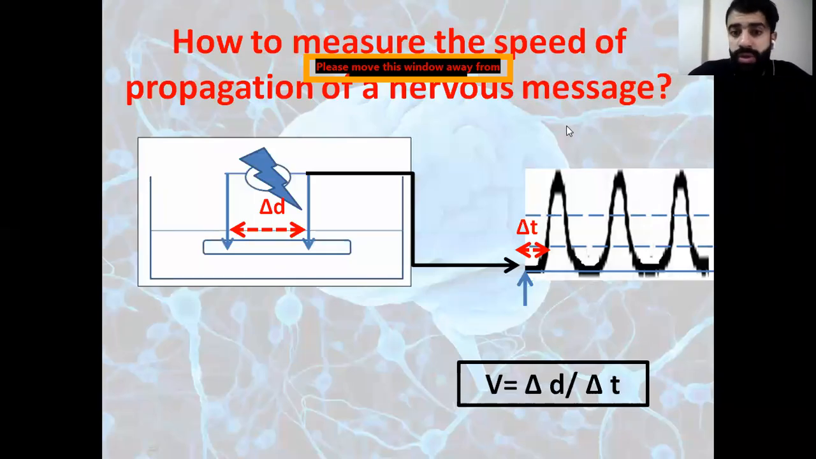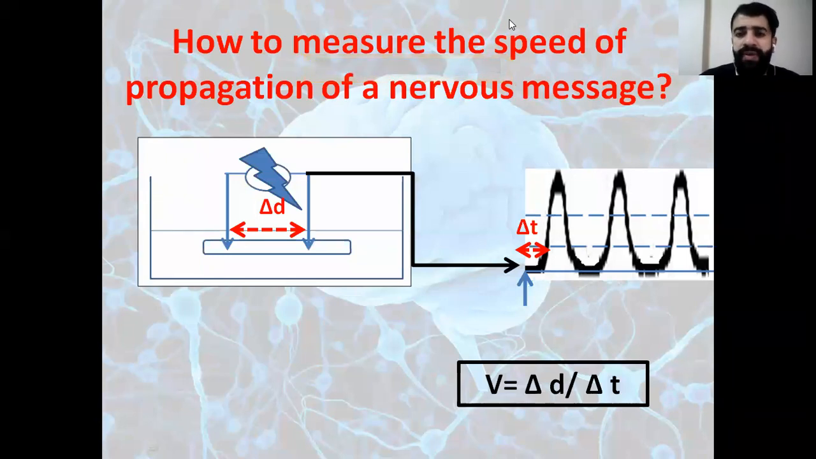In this video, we'll continue the lesson about the introduction to the nervous system. And here in this slide, we're going to look at how to measure the speed of propagation of the nervous message. As you know, in physics, to calculate the speed, you have to find the average velocity V. Velocity is equal to the distance, delta D, over the time, delta T.